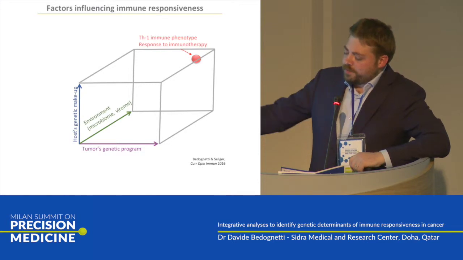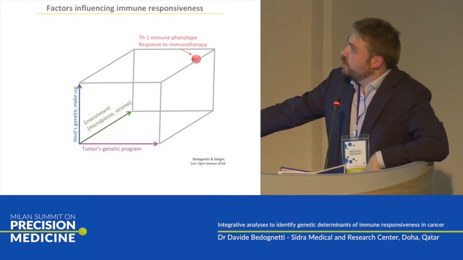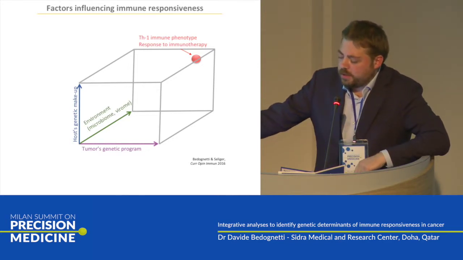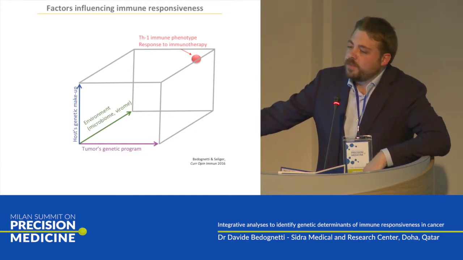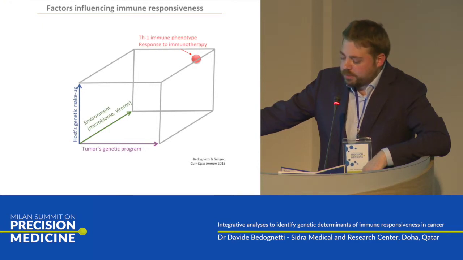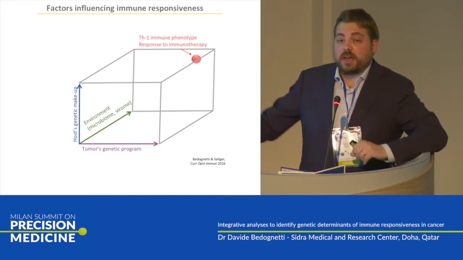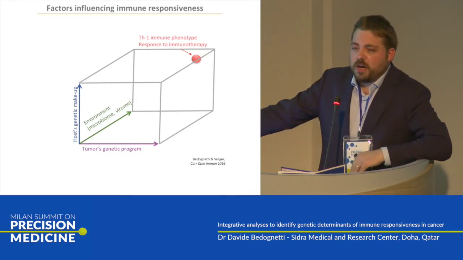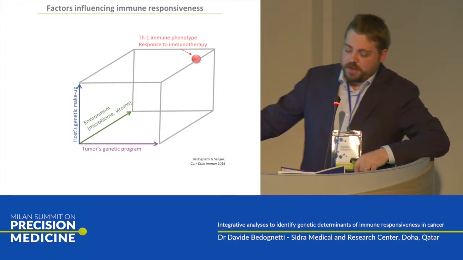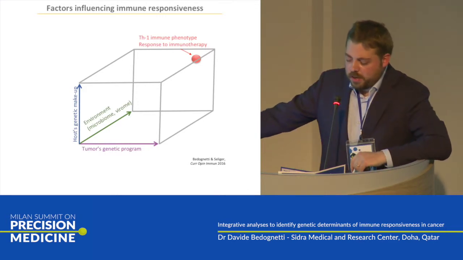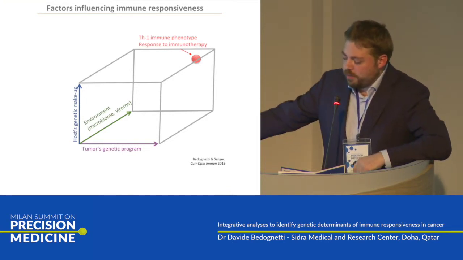So if we look at the phenomenon of immune-mediated rejection, or the Th1 immunophenotype, we could speculate there are three vectors that can influence its development. One is represented by the environment. There is strong evidence that the microbiome, and especially the gut microbiome, influences responsiveness to immunotherapy and, in general, immune homeostasis.